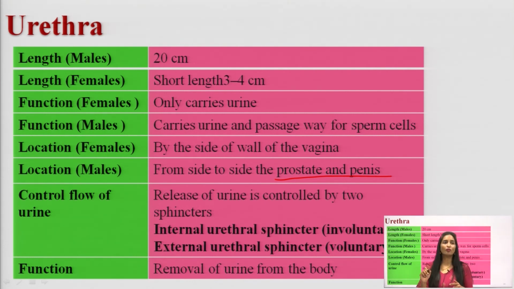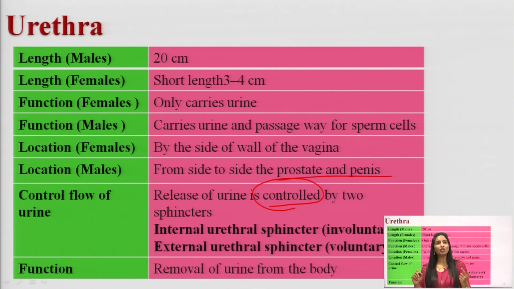Control of urine: the release of urine is controlled by the 2 sphincters. I had discussed this in the composition of the urinary bladder. Here we have the 2 sphincters: the internal sphincter and the external sphincter. The internal sphincter is an involuntary sphincter and the external sphincter is a voluntary sphincter. So, who controls the release of urine? The sphincters, 2 types of sphincters.